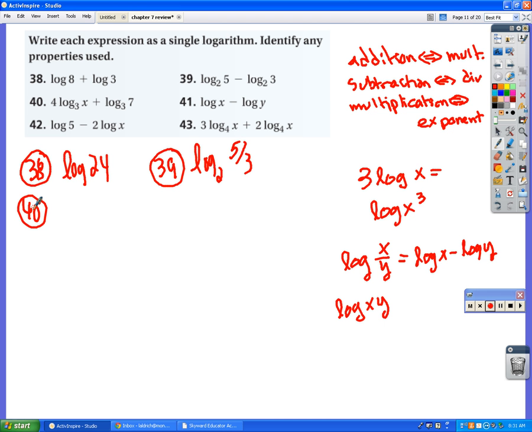All right, so number 40. And like you said, those bases will always be the same. If they're not the same, you can't combine them.